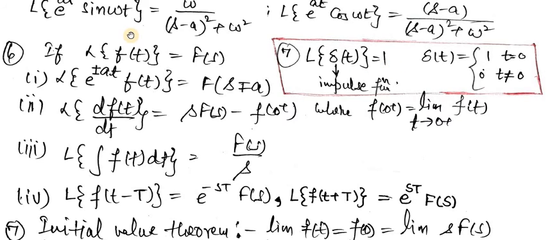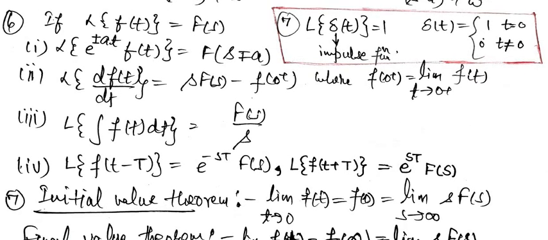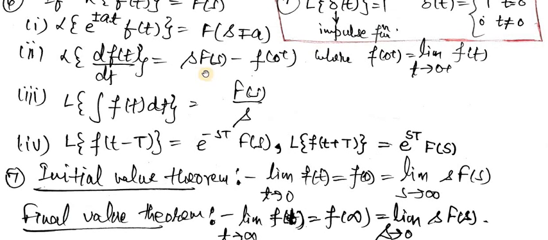Now there are some properties. If we are given the Laplace transform of f(t) is equal to F(s), then the Laplace transform of e raised to the power at f(t) is F(s minus a), and the Laplace transform of e raised to the power minus at f(t) is F(s plus a). As we discussed earlier, in e raised to the power at sin omega t and e raised to the power at cos omega t.